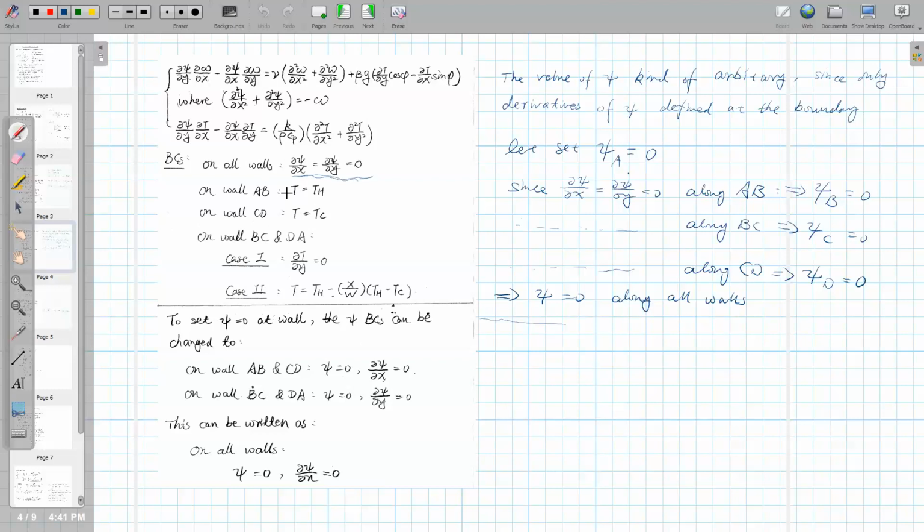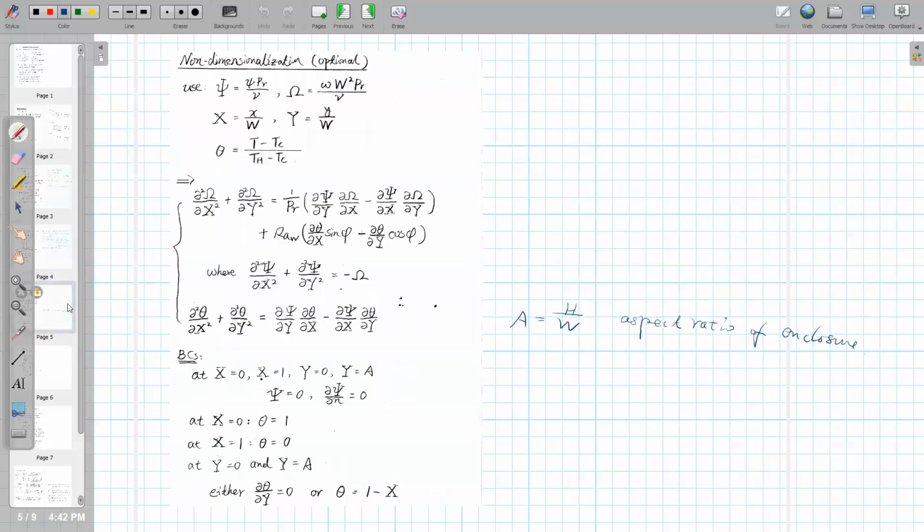But what's the disadvantage of solving the dimensional form directly? It is related to the advantage of solving the non-dimensional form. The non-dimensional form requires an additional math step, the non-dimensionalization. Even after you solve it and get the non-dimensional results, psi and theta, if you want to compare with experimental data, you have to scale them back to dimensional form. This is tedious. But the advantage is this.